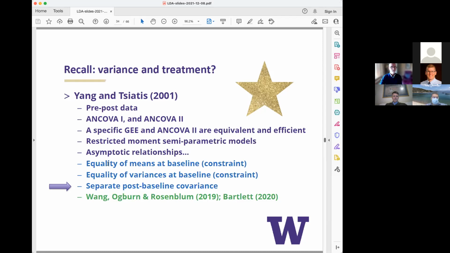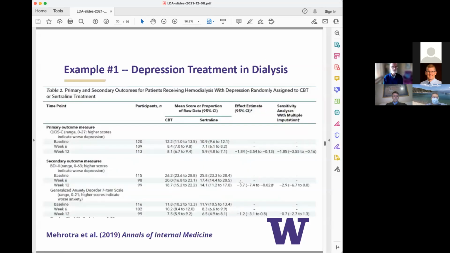It emphasizes equality of means, equality of variances, and it emphasizes separate post-baseline covariances. This has kind of picked itself up in this literature that informs the FDA guidance document. There's this paper by Wang, Ogburn, and Rosenblum that talks about ANCOVA and robustness, and then Bartlett that corrects and says that's for the 50-50 case. Actually, be careful about generalizing that earlier paper.